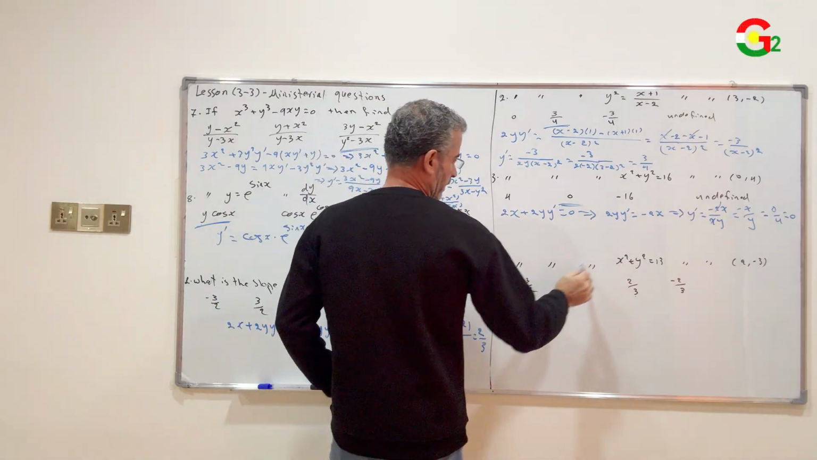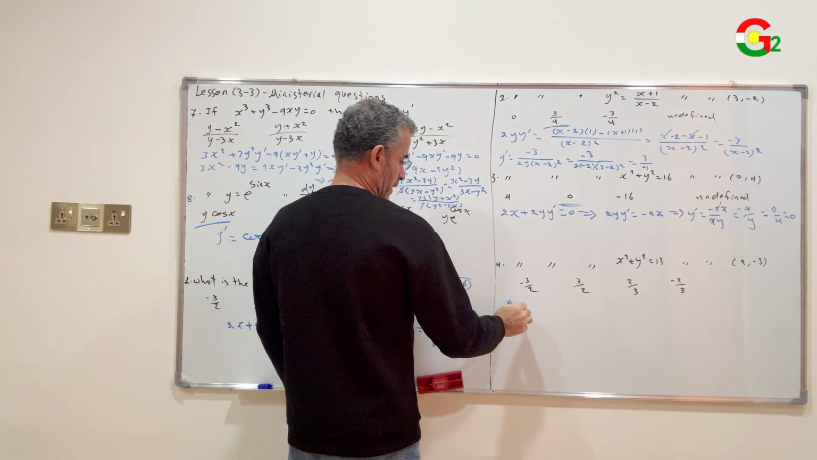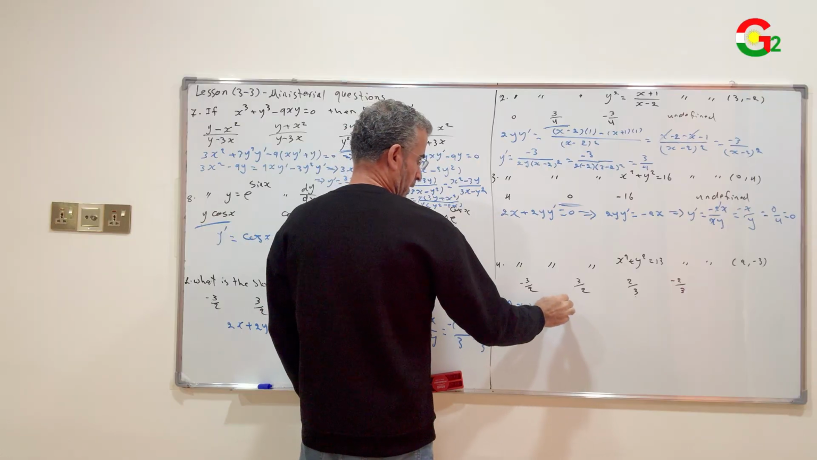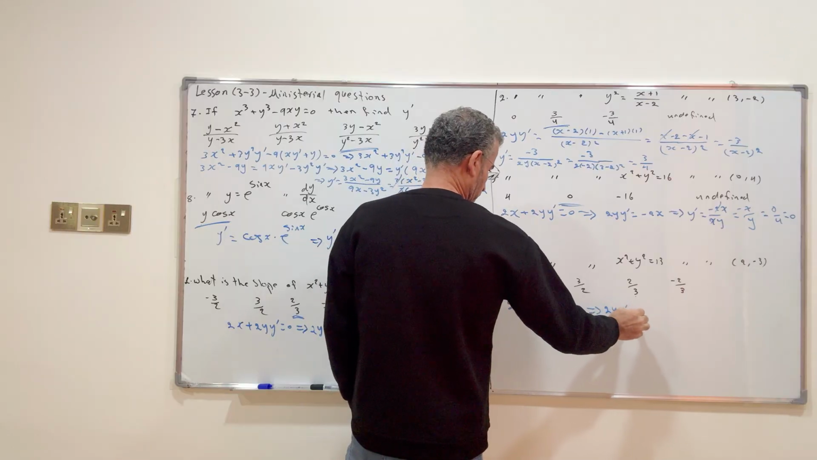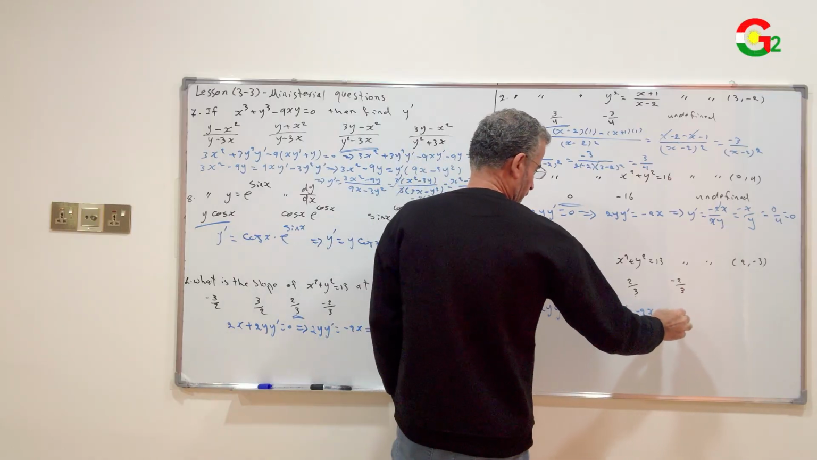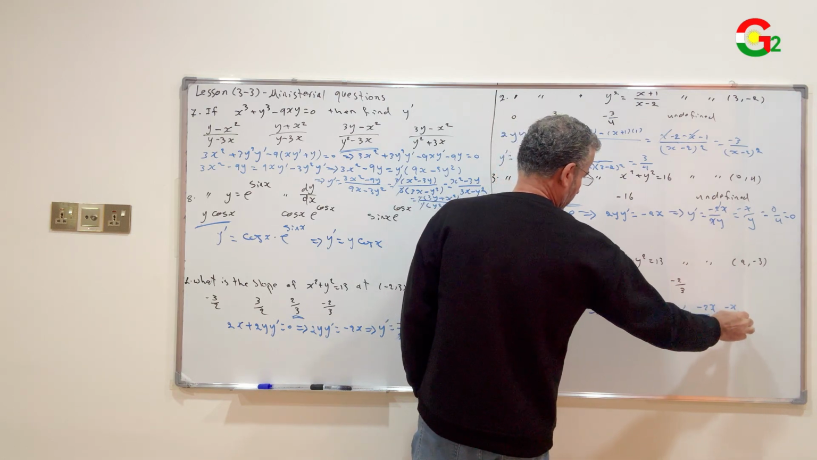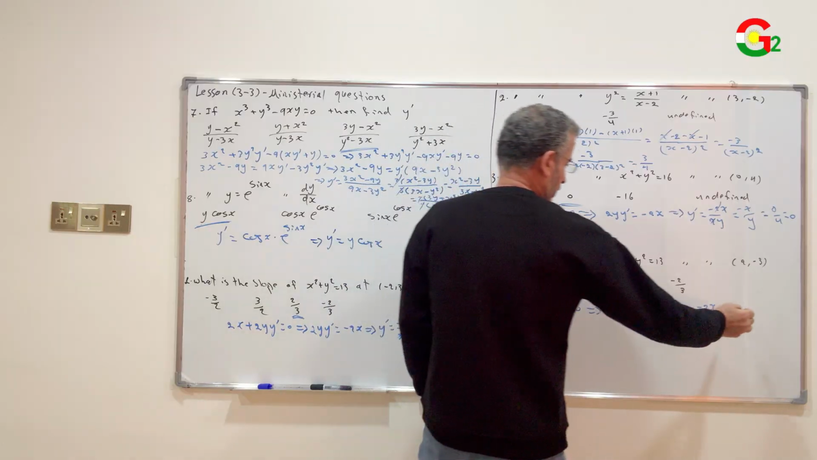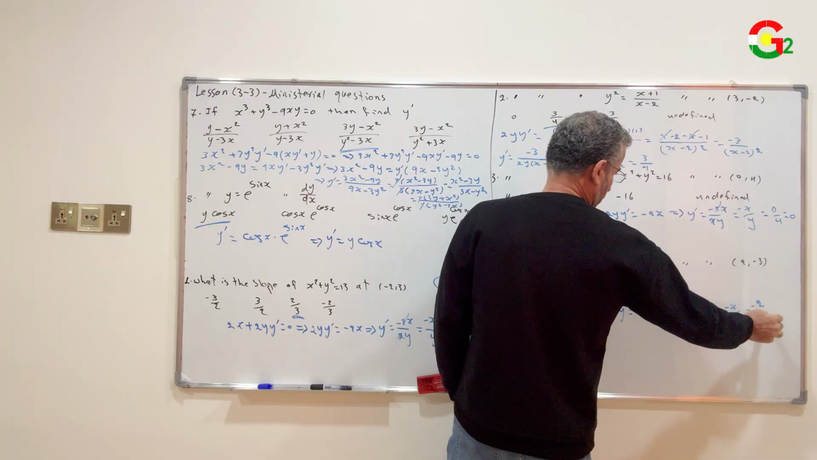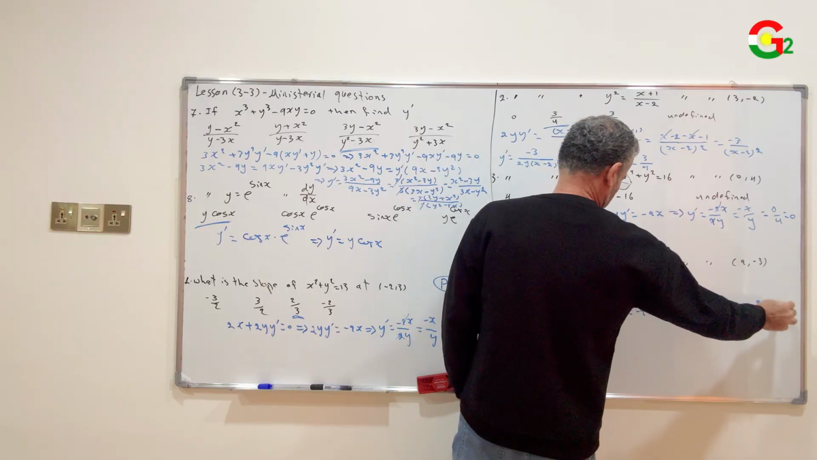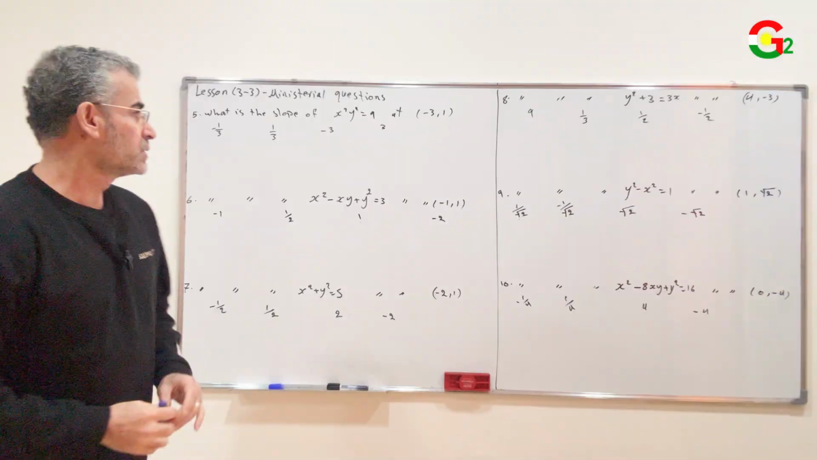Find the slope of the curve at the point (2, -3). Differentiate both sides: 2x + 2y y' = 0. Then 2y y' equal to -2x. Then y' equal to -2x over 2y, equal to -x over y. At the point (2, -3), -2 over -3 equal to 2 over 3. Choice C. Question number 5.